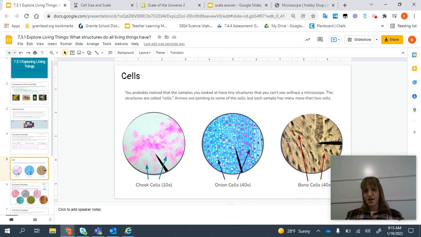These dark spots are their nuclei, which is plural for nucleus. And you can see that they're kind of similar to the nuclei that you see in the onion cells. But these arrows, the red arrows, are pointing to individual bone cells. So the biggest pattern that we observe as we look through the microscope is that living things are made of small structures called cells that are only visible through a microscope.